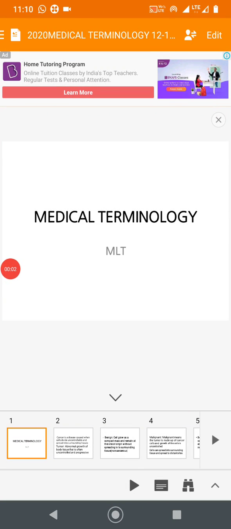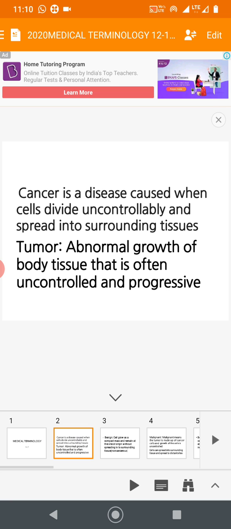Good morning, students. Let us continue medical terminology. Here I am mostly concentrating on lab related terminologies. That point you have to remember. Let us continue some of the few terminologies.